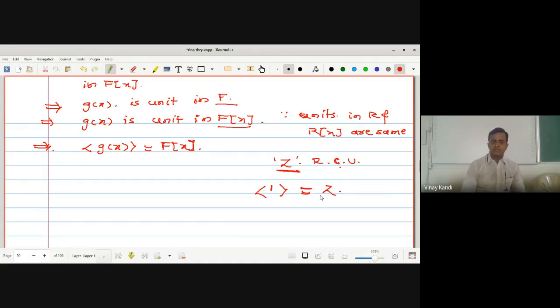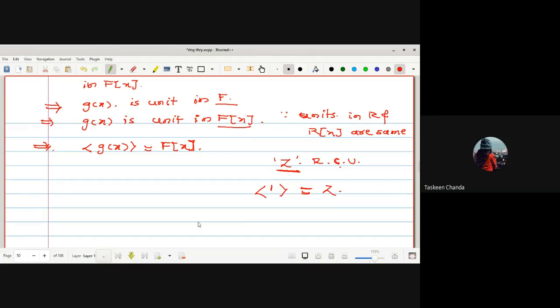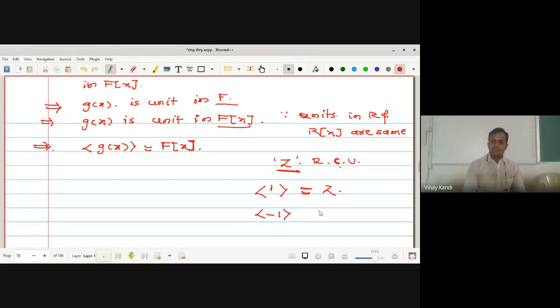whole z असेल ना? Yes, sir. Ideal generated by -1 कोण असेल? whole z असेल. ओके, सिमिलरली तर काय तुमचा g of x इज काय? युनिट इन f of x. ओके, एखाद्या कॉन्स्टंट पॉलिनॉमियलने जनरेट झालेला आयडियल कसा असेल? हा कोणाला कोइन्साइड होईल? होल f of x.